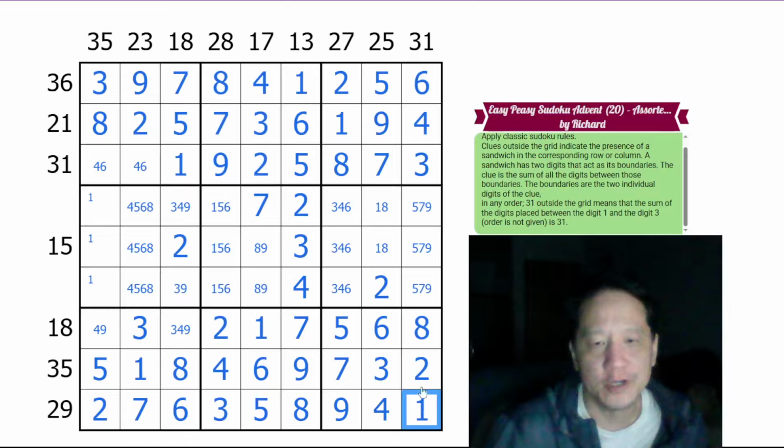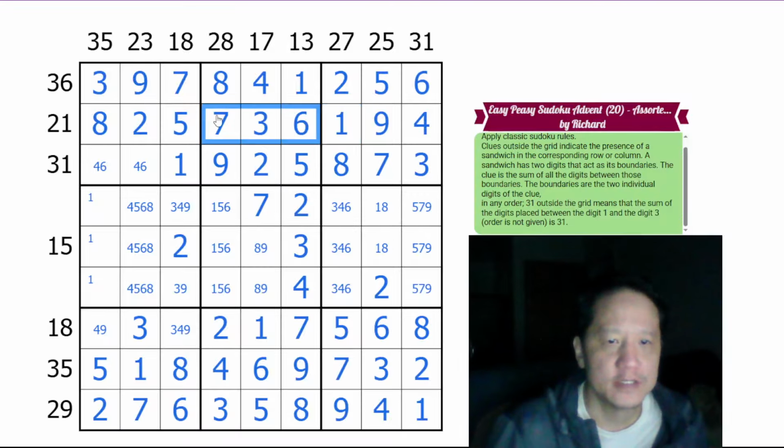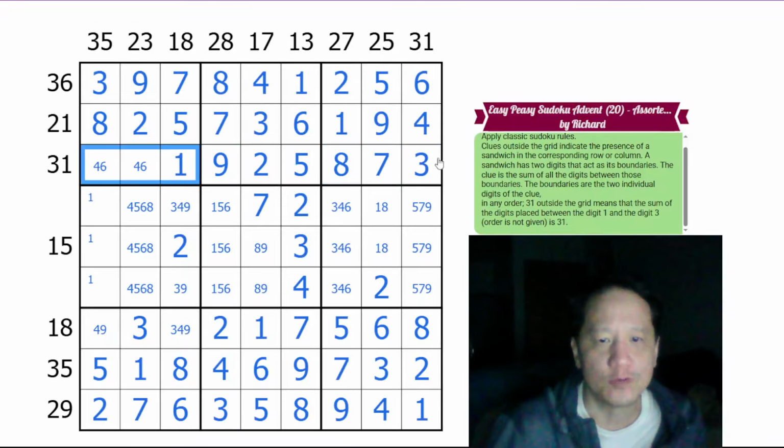Including 1 and 3, so that's 6, 4, 3, 1. 10 plus 4 is 14. 45 minus 14 is 31. Between the 3 and the 6 is every other digit. 45 minus 3 and 6 is 36. Between the 2 and the 1 is 3, 7, and 5, 6, which adds up to 21. Outside the 3, 1 here, again, this is 3, 1, 4, 6, which adds up to 14. 45 minus 14 is 31.